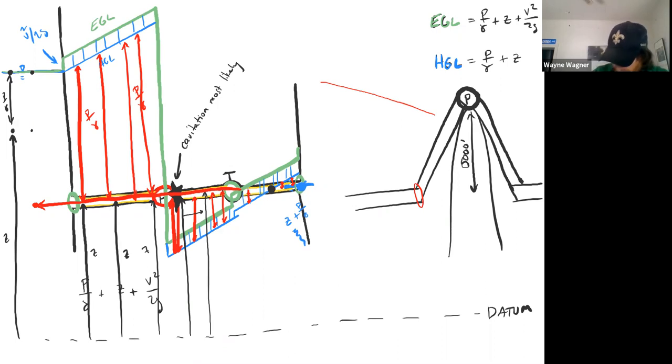Let's see what happens. Oh yeah. So we're dropping due to the friction, and then we get this pump, and then we go up, and then that gives us enough energy to make it across. Okay, let me redraw this a little better.